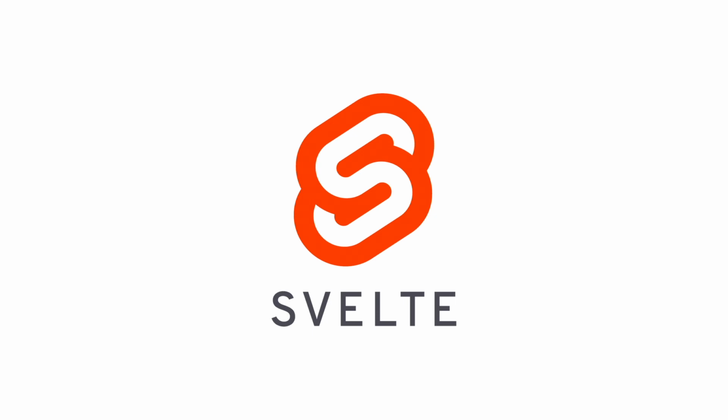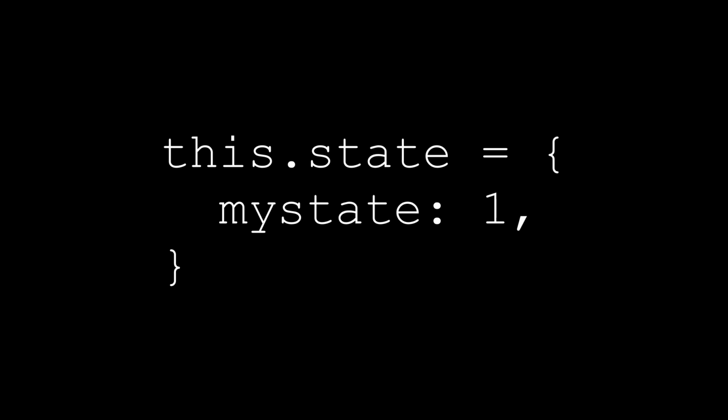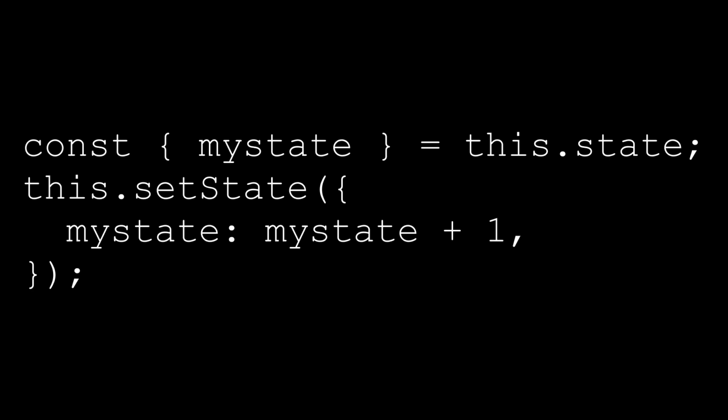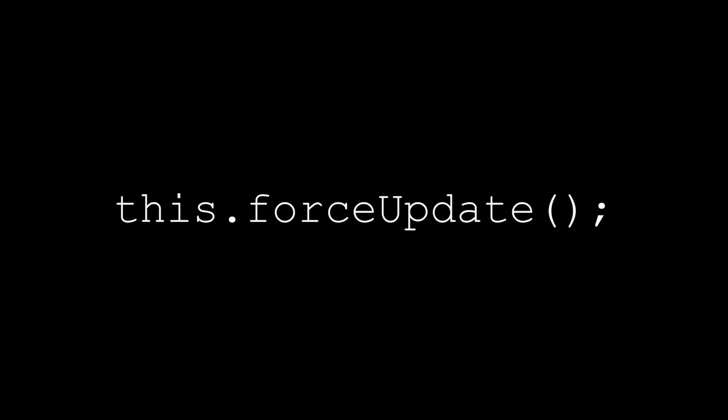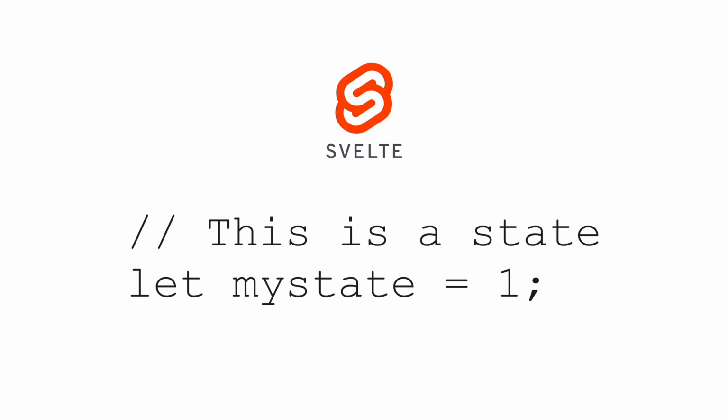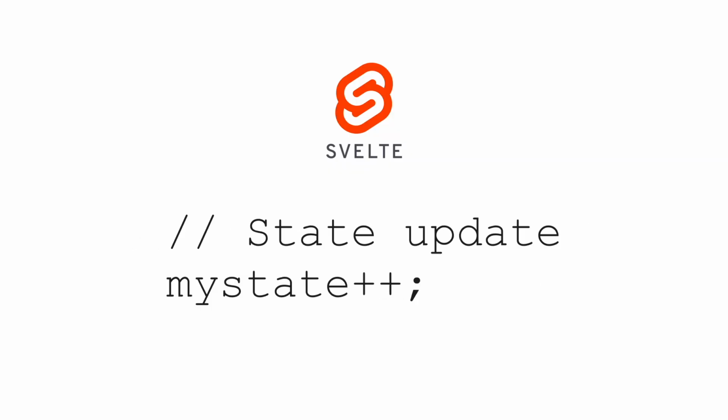Let's also have a look at the second big thing about Svelte: reactivity. In libraries like React, you have to define every state in a this.state object. Changes have to be announced using this.setState, and sometimes you even need to use things like this.forceUpdate. In Svelte, you don't need any of this. Every variable that you define in a module scope automatically becomes a state.